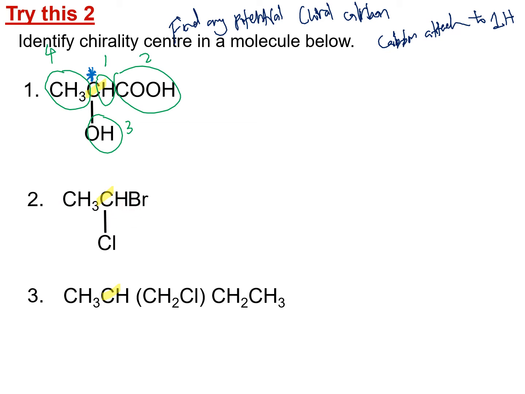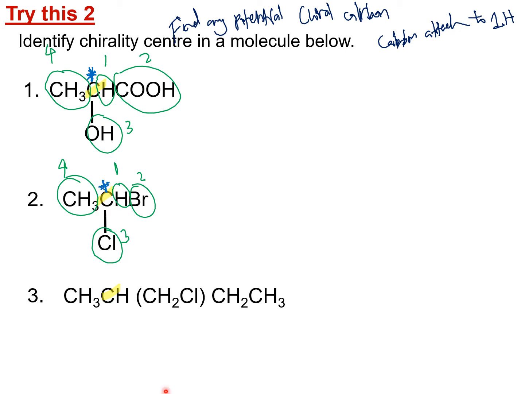H ni will always be the first group. Okay, and then the next thing ialah kat sebelah ni BR. BR ni will be the second group. Okay, and then Cl the third group. And then CH3 ni adalah the fourth group. Again, this carbon atom they attached to 4 different groups, and therefore this carbon akan jadi chiral carbon.